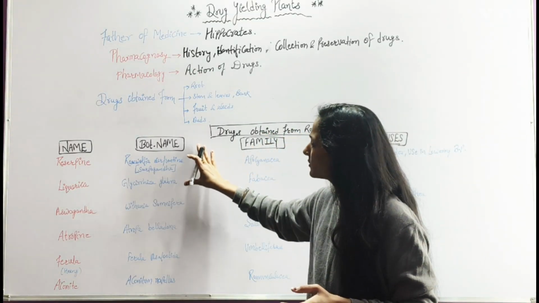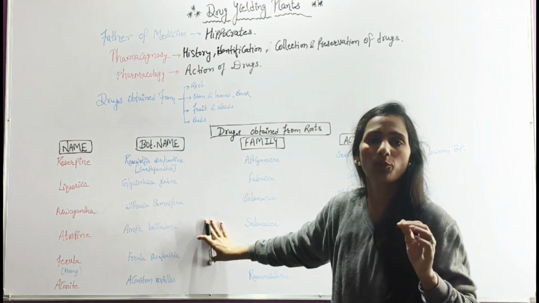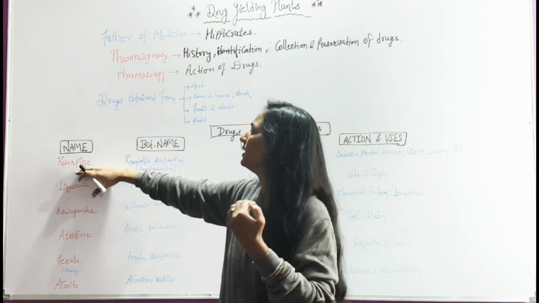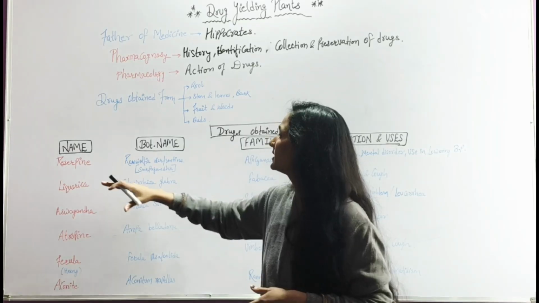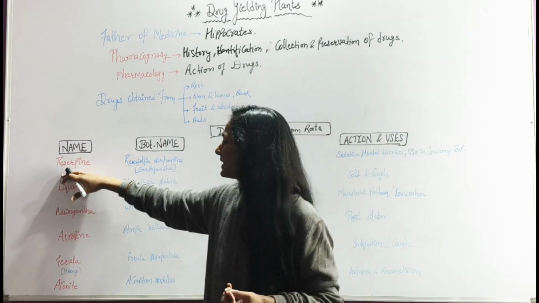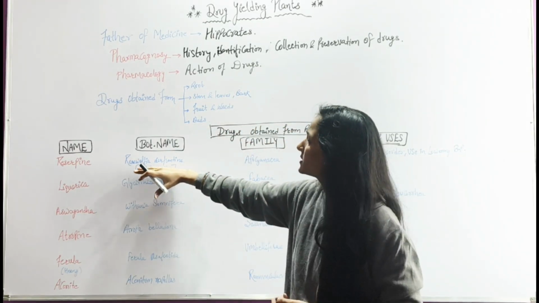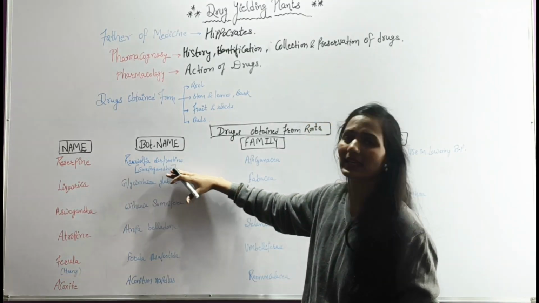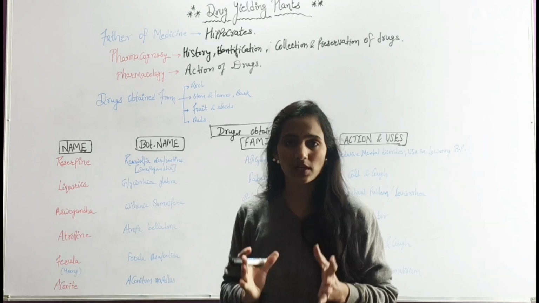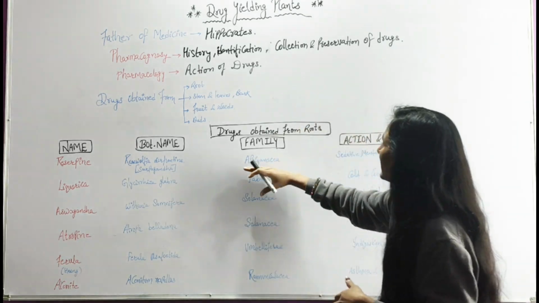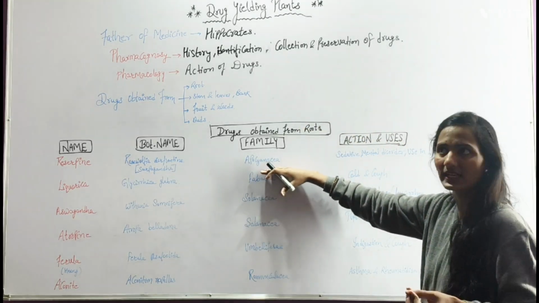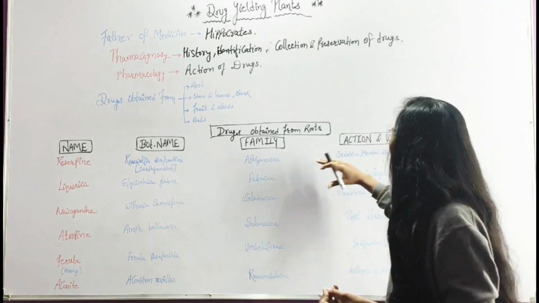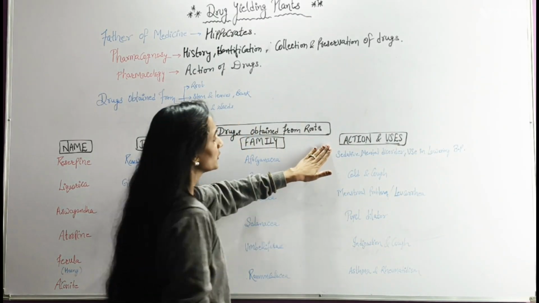Okay, so these are all the drug names which are obtained from the roots of the plants. The first name is reserpine. Reserpine is a derivative of the amino acid tryptophan and its botanical name is Rauwolfia serpentina, which is known as Sarpgandha in Hindi mostly, and it belongs to the family Apocynaceae. Most of the flowering plants belong to the Apocynaceae family.